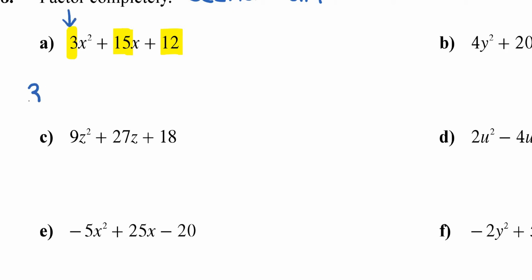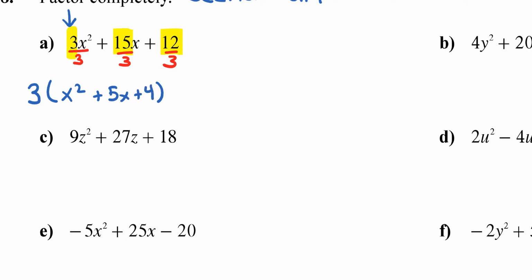If I pull out the 3, I can write it like that, and then I can set my brackets. And what goes in the brackets? Well, you divide every single term by your GCF, which is 3. If you do that, you would get x squared plus 5x plus 4. All right, so that's step number 1.